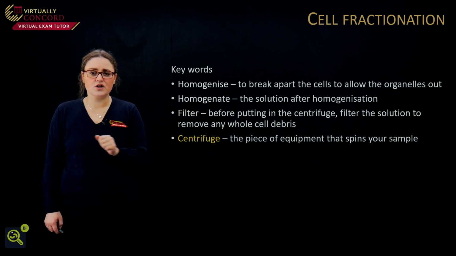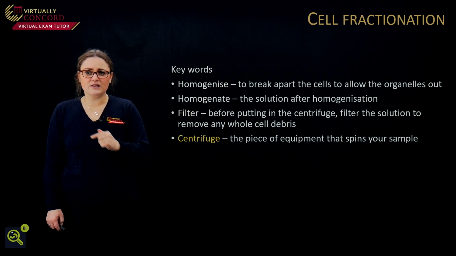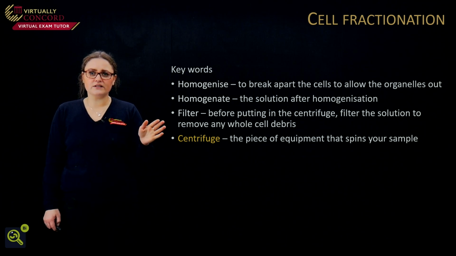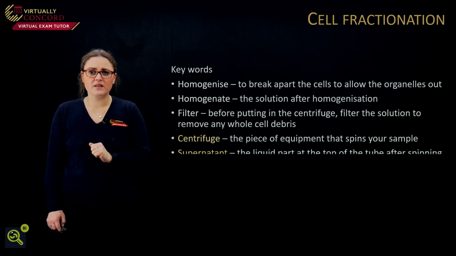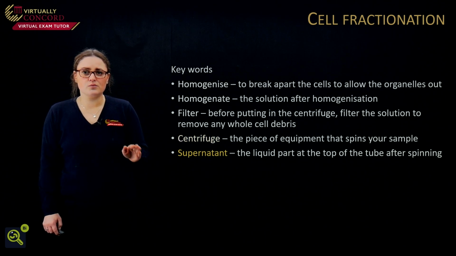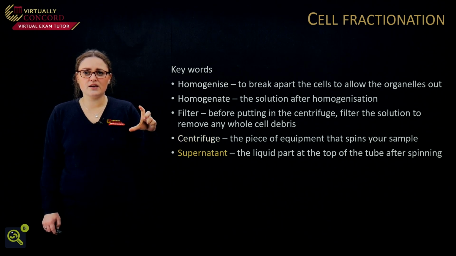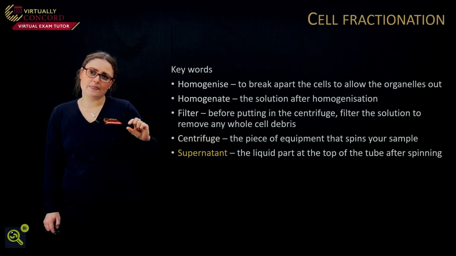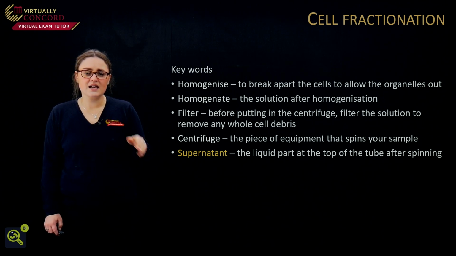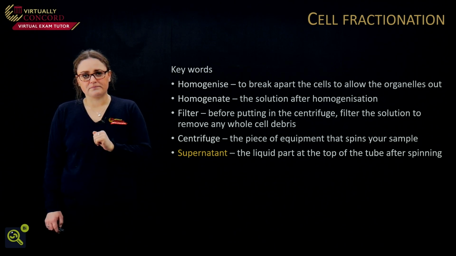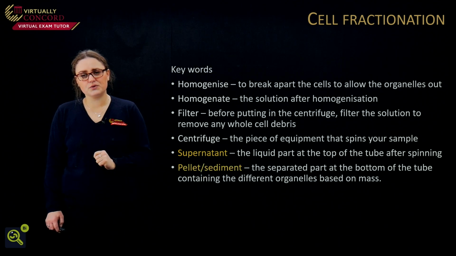Next, the centrifuge. So this is the piece of equipment that spins your sample. Okay, so that filtered homogenate we will put into the centrifuge to be spun. Next, the supernatant. So once you've spun your solution, okay, your tube, you'll have the top part and the bottom part. That liquid part at the top is called the supernatant. That will be respun.